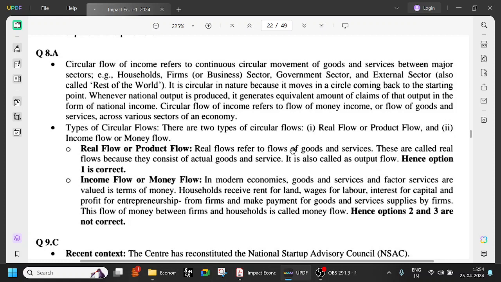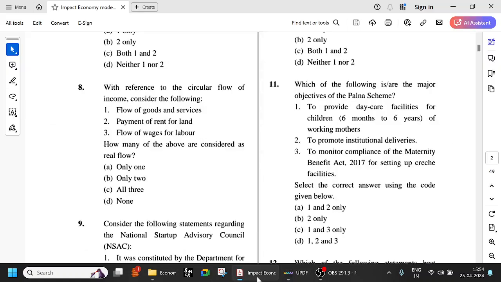Okay, so when there is actual movement of goods and services, it is called real flow. In the case of rent or wages, there is no product or anything, right? You are just staying in the house and giving money. But in the case of goods and services, for example, you are selling a car, you are actually transferring a car. That is real flow or product flow. This is income flow or money flow.